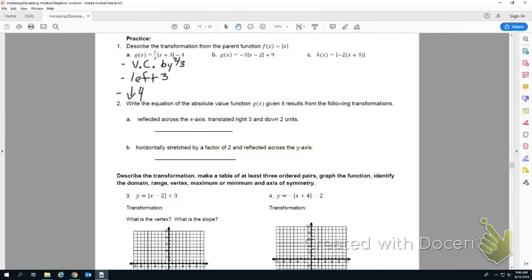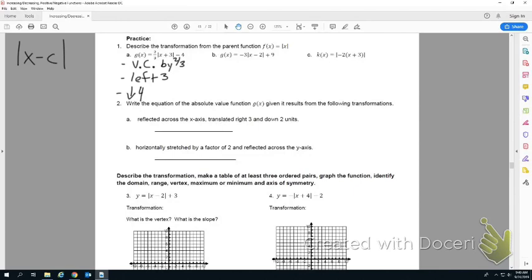I meant to mention this too, and Jacob got it correct. But whenever you're looking at the C value, a lot of times it will not have parentheses, like A and B. If there is a B value, like in C, then it will have parentheses. But the C value is always inside with X.